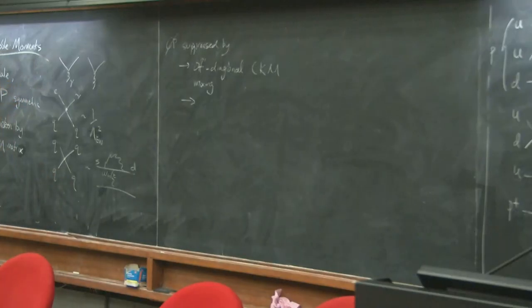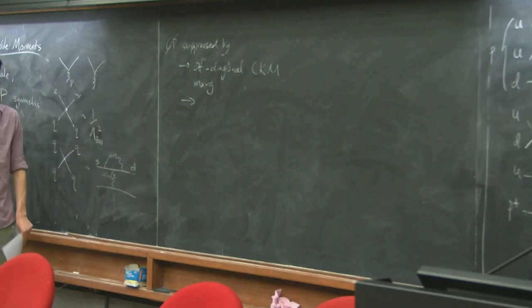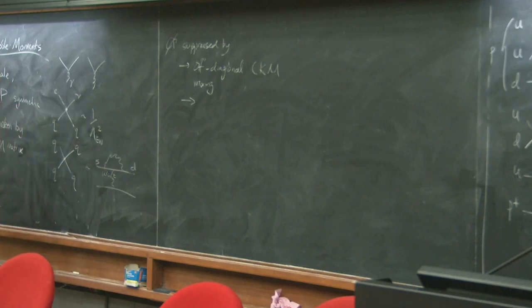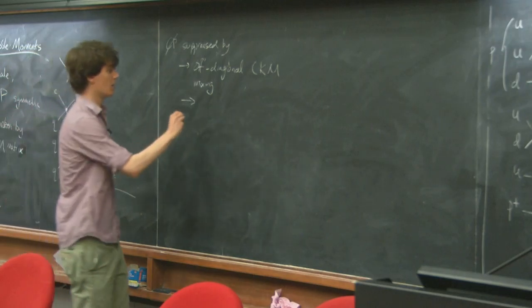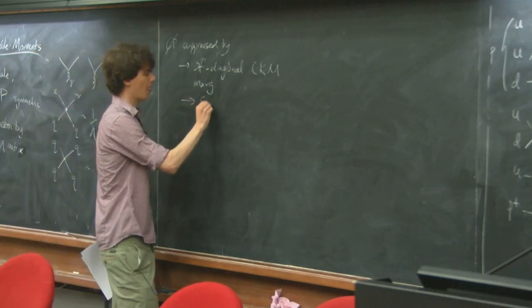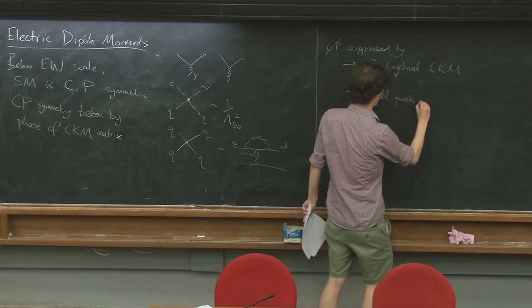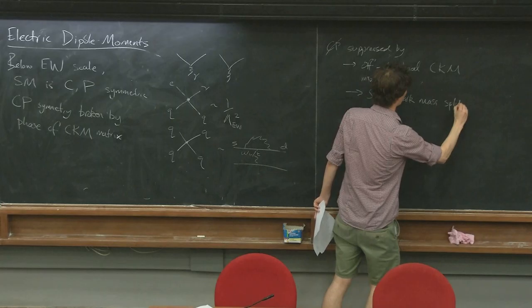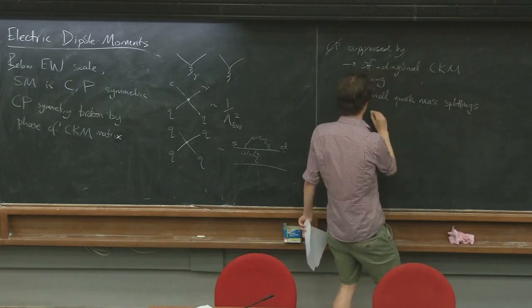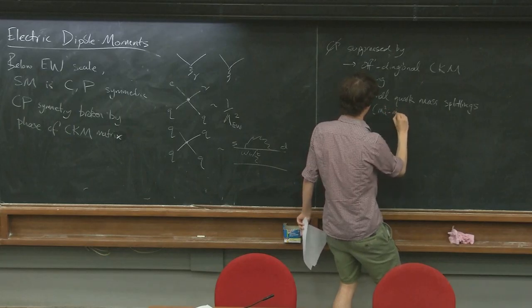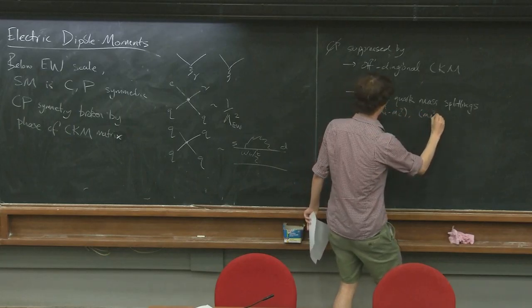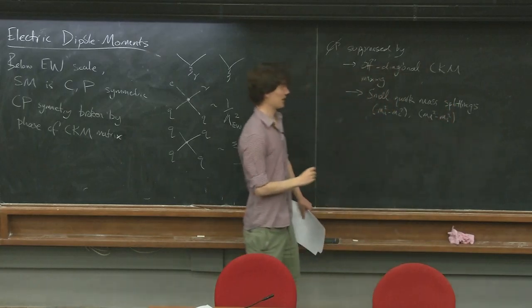and also the fact that if you had any quark mass degeneracies, say the up was the same mass as the charm or the down was the same mass as the strange or whatever, then you'd again have a symmetry which you could use to redefine your fields, take away some of the freedom from the CKM matrix, and leave yourself with no physical phase, so no CP violation. So small quark mass splittings. So the fact that m up squared minus m charm squared and m down squared minus m strange squared are much, much less than the electroweak scale.